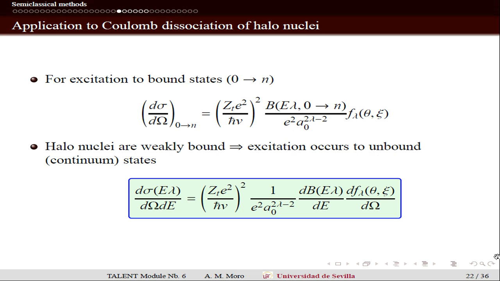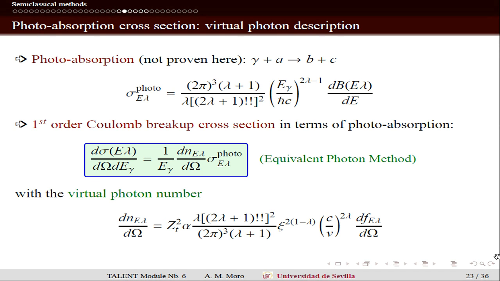So we have an expression here that is proportional to the B1 distribution, and you see that here the photoabsorption cross-section is also proportional to the B1 distribution. So in principle, both processes, the Coulomb dissociation and the photoabsorption processes, are proportional to the same quantity. So we can actually write our Coulomb dissociation cross-section in terms of this photoabsorption cross-section. Just playing with the two expressions, we can write our Coulomb dissociation in terms of this expression.